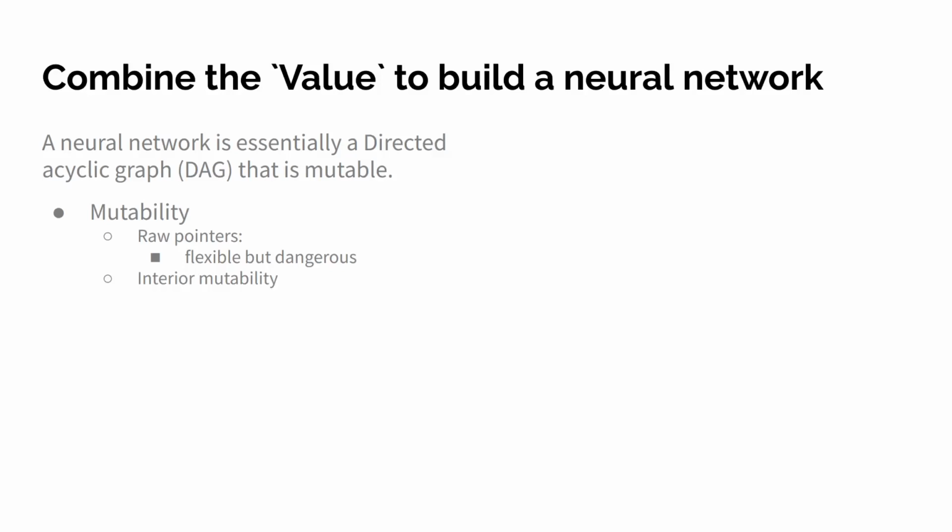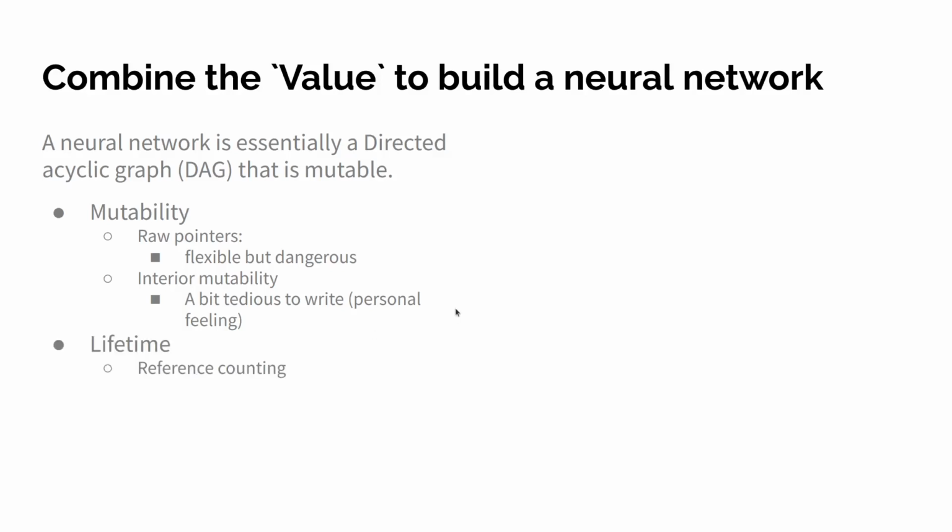On the other hand, we can also use interior mutability. Although it provides a safety net around the mutation by wrapping it inside a safe API, it can be relatively verbose to write. When it comes to lifetime management, we also have two options.